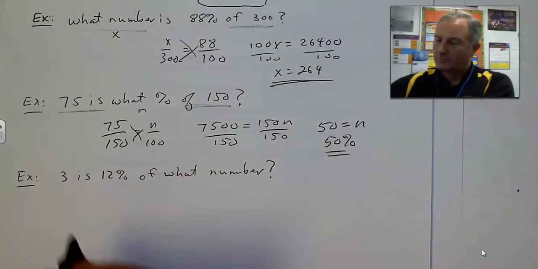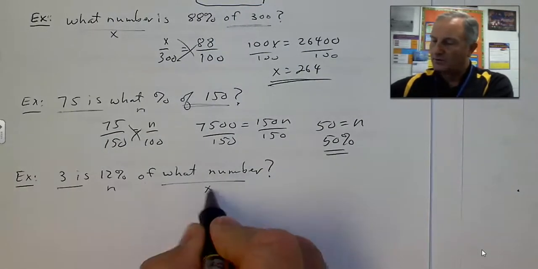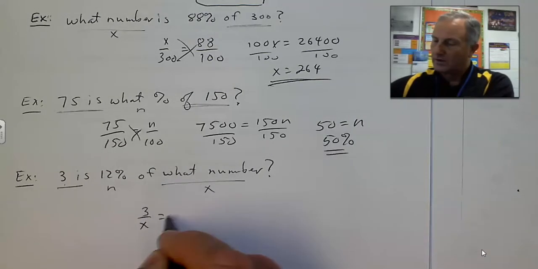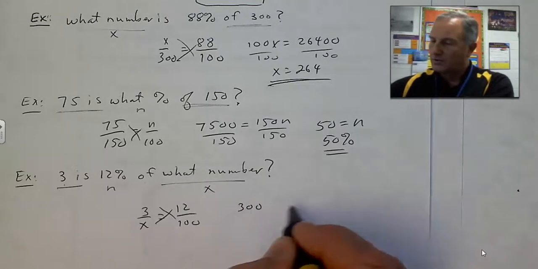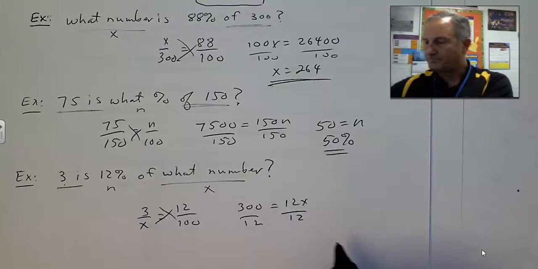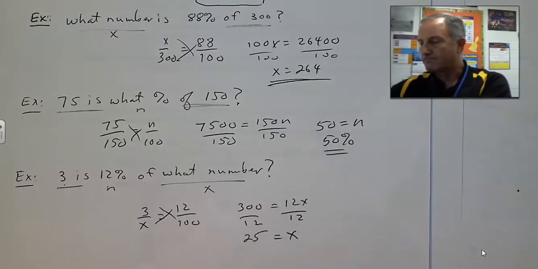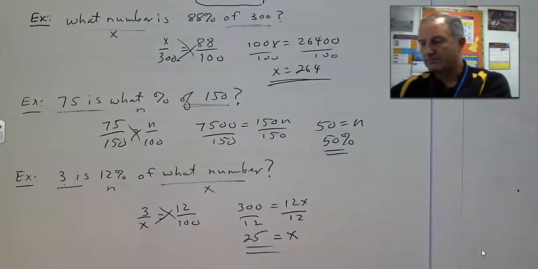Last one, 3 is what percent? There's my n. Of what number? I don't know, I'll call it x. Is over of equals my n, my percent, over 100. Cross multiply. 3 times 100 is 300 equals 12x. Divide out the 12. 12 is going to go into 300 25 times. So 3 is 12% of 25.